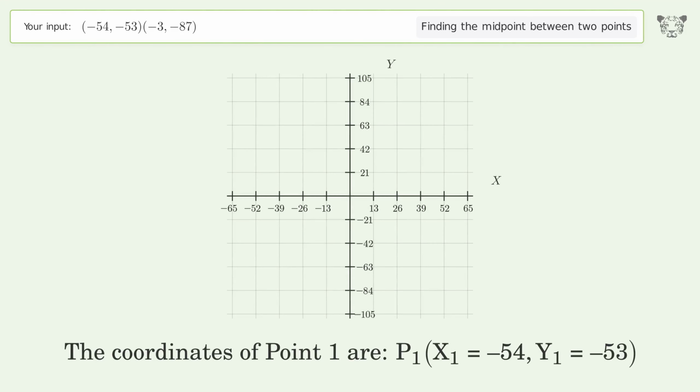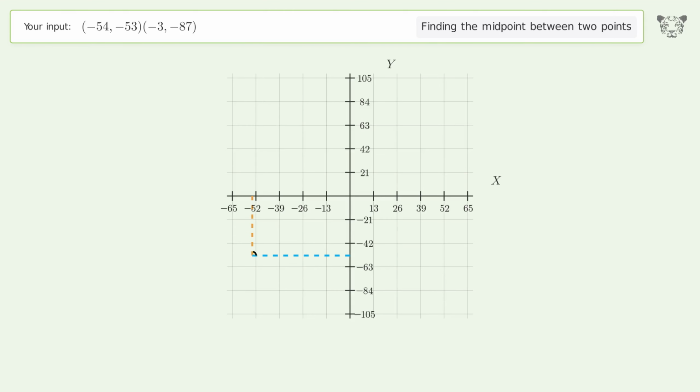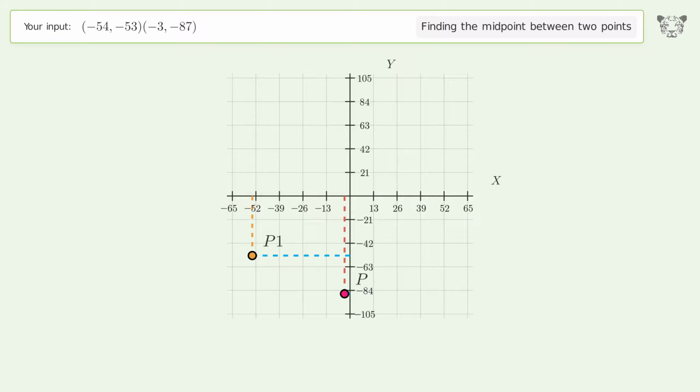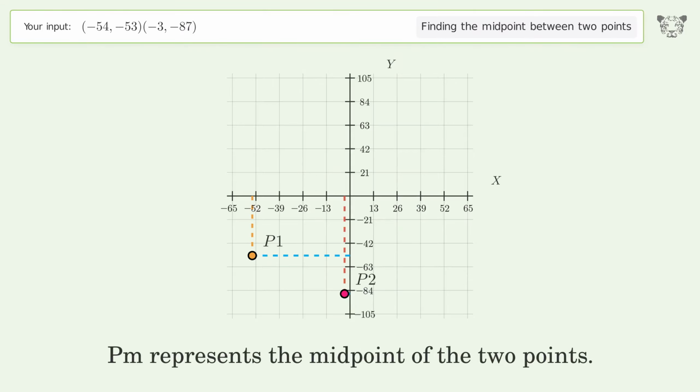The coordinates of point 1 are, x1 equals -54, y1 equals -53. The coordinates of point 2 are, x2 equals -3, y2 equals -87. PM represents the midpoint of the 2 points.